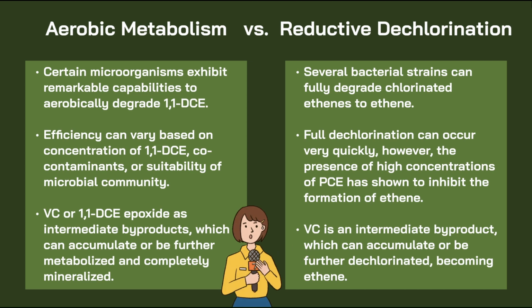With reductive dechlorination, several bacterial strains show the ability to fully degrade chlorinated ethenes to the non-toxic ethene. Full dechlorination can occur very quickly, within days in ideal environments. However, elevated PCE concentrations have been shown to inhibit the formation of ethene until the PCE has been consumed. Vinyl chloride is an intermediate byproduct, which can accumulate or be further dechlorinated, becoming the ideal end product ethene.